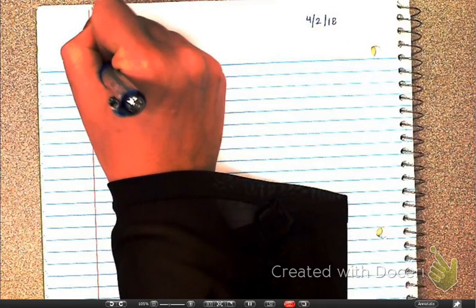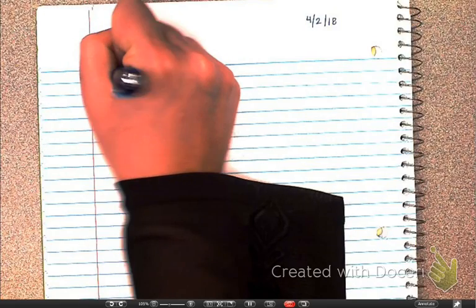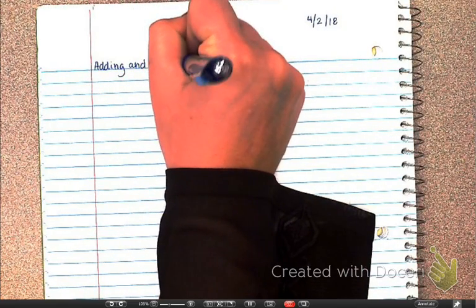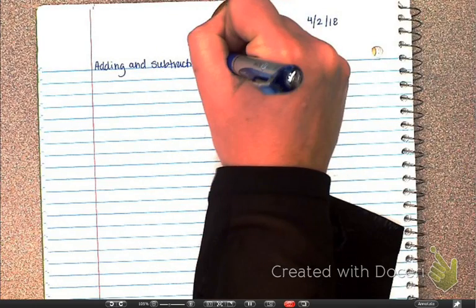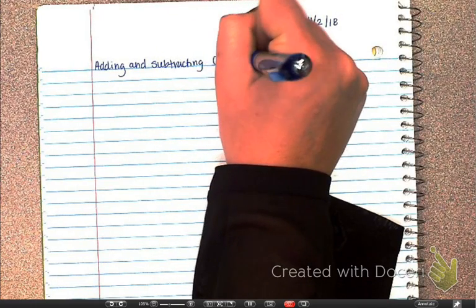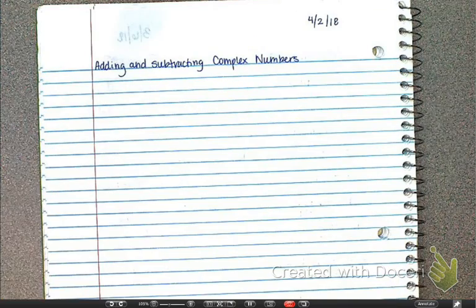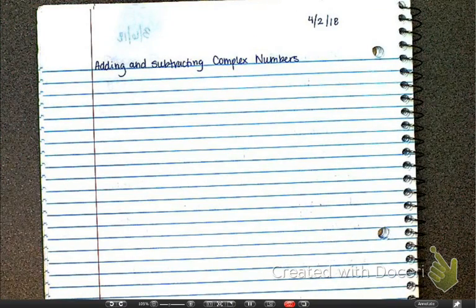All right, so we are going to be looking at adding and subtracting complex numbers. Adding and subtracting complex numbers.